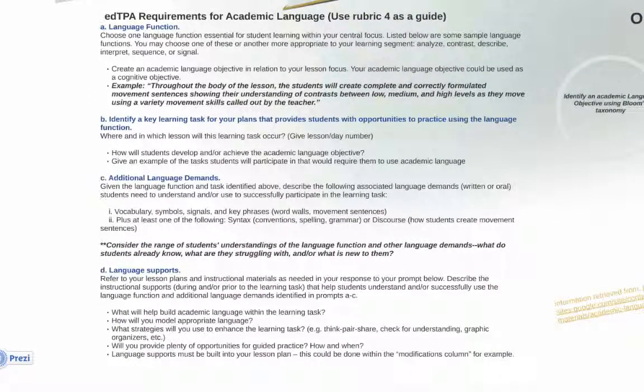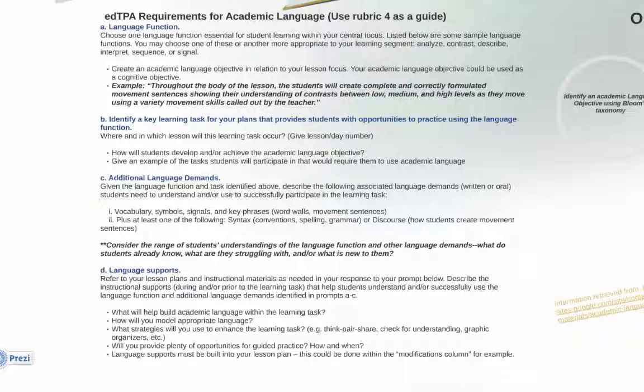The all-important requirements for the edTPA. Now this right here comes directly from the assessment handbook. It says up there, use rubric 4 as a guide. And that is what the score of your edTPA is going to be using. They're going to be looking at rubric 4 and a few other pieces that go along with that, which I will discuss.